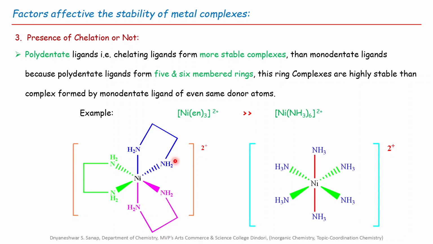For tris(ethylenediamine), the structure is like this: nickel atom at the center and 3 ethylenediamine molecules at the periphery. Here there is formation of 6 nitrogen-nickel coordinate bonds. Similarly, in the second case, formation of 6 nickel-nitrogen coordinate bonds. But the stability of both complexes is different. This complex, tris(ethylenediamine)nickel 2+, is more stable than the hexaamminenickel 2+ complex. This is because here there is formation of 3 five-member rings during the formation of the complex, and here no formation of rings, and that's why this complex is less stable than that complex.